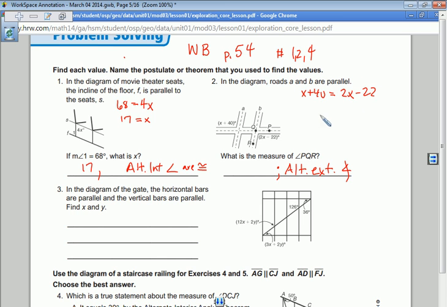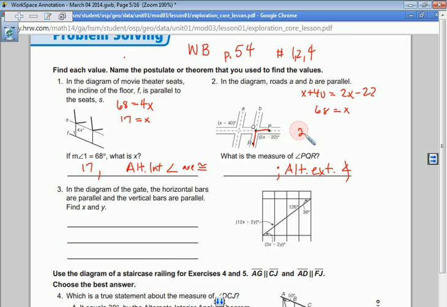So 68 equals x. Is that my answer? No. Good. On the EOCT, they might have 68 listed as the answer, but it's not the answer. They didn't ask us for x. They asked us for the measure of PQR. Please make sure we read, so we know what we're looking for.